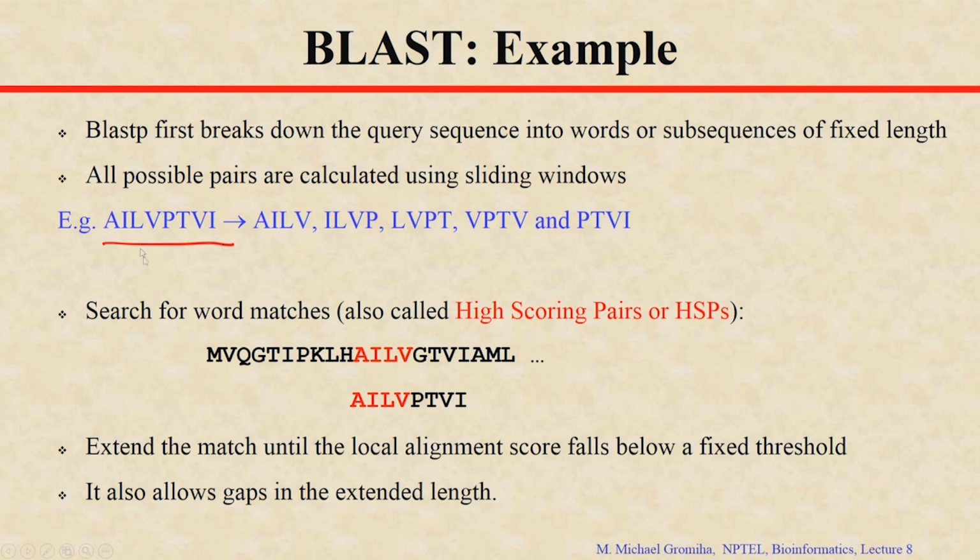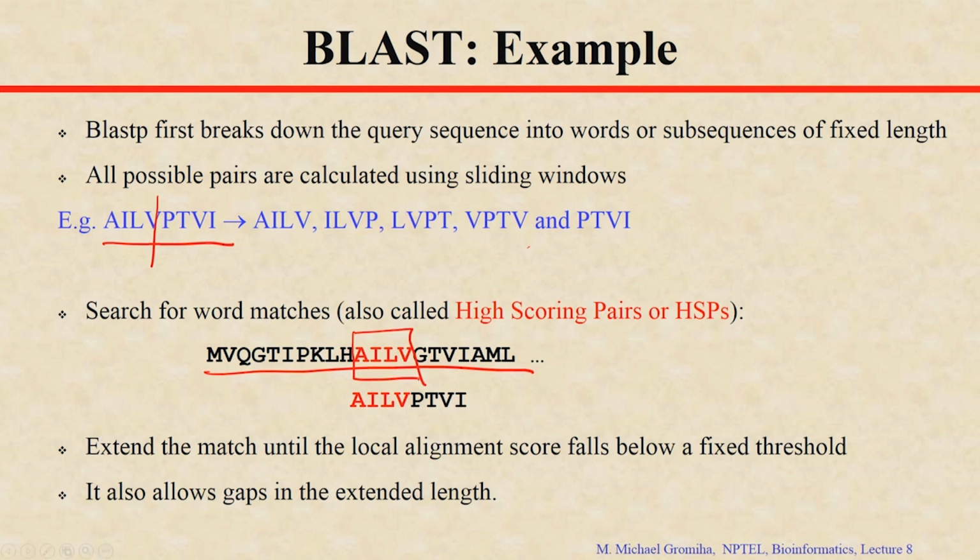For example, if you have a sequence A I L V P T V I, BLAST splits this sequence into smaller pieces. For example, with 4 residue segments, it is divided into AILV, ILVP, LVPT, VPTV and PTVI. So, these are overlapping segments. Now, this is the query sequence, and they see whether there is a match of the query sequence with any of these tetrapeptides. If you align these two, you can see there is a match, AILV.